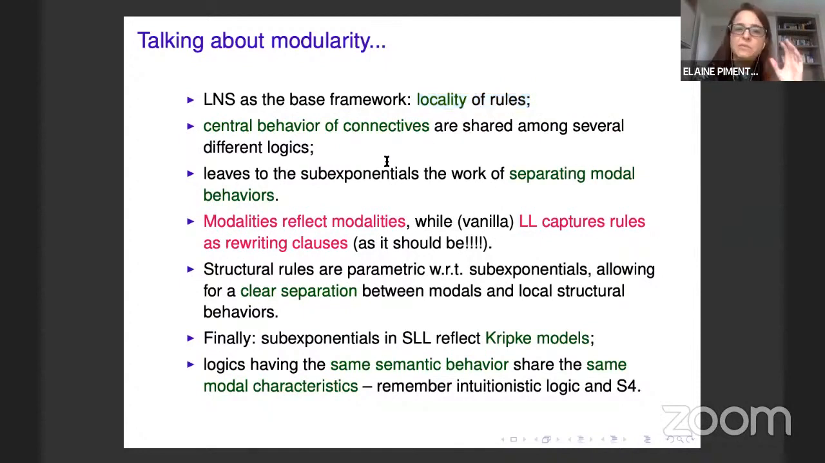In this way, and this is really nice, at least I think so, we could handle modalities with modalities and let linear logic capture the rewriting rules or the inference rules at the object level, as it should be. And this is vanilla linear logic. So vanilla linear logic is going to handle the inference rules, while modalities in sub-exponential linear logic are going to handle the modalities of the object level logic.